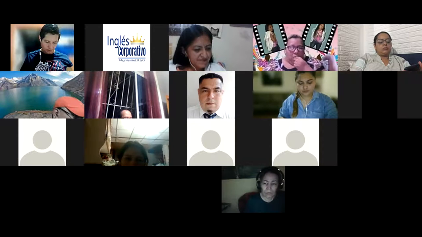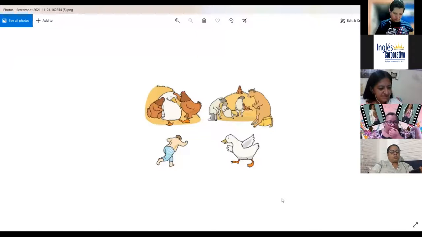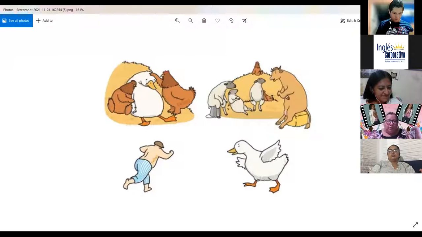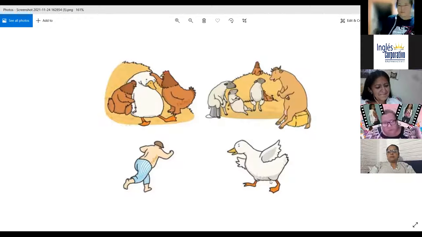I'm going to share with you pictures. Okay, here you can see some pictures. And we're going to practice what we studied yesterday. Vamos a practicar un poquito lo que vimos ayer. Yesterday we studied sequence words, right? We have to tell a story using sequence words. Vamos a utilizar esas palabras para crear una conexión o relación entre las pictures acá. Okay. Tenemos que crear la historia utilizando las pictures y sequence words.